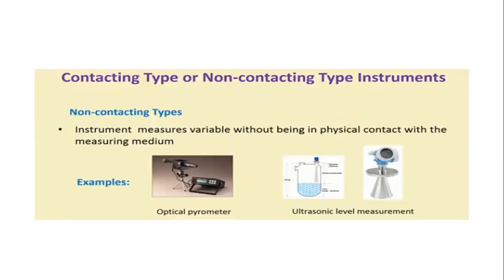Some instruments need physical contact with the medium, then only they can produce output, which is known as contacting type instrument. Some instruments do not need any physical contact with the measuring medium, so they can produce output without any physical contact with the unknown quantity. So that is non-contacting type instrument.